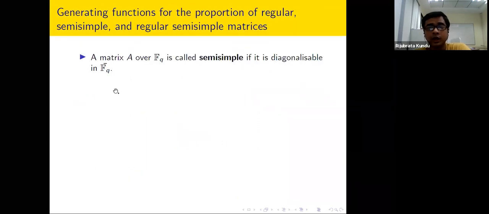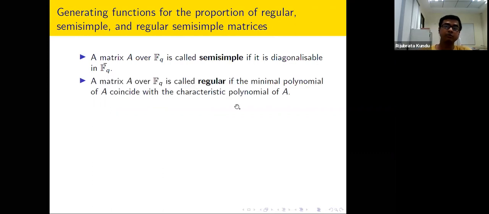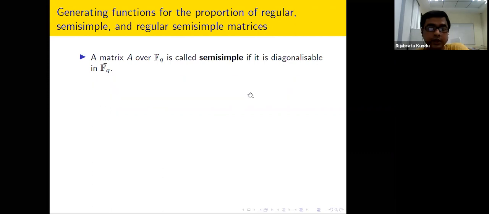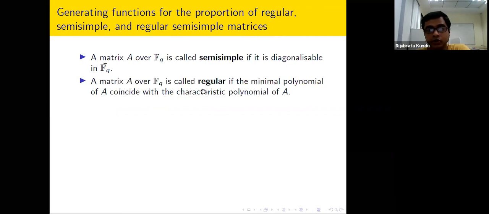As I said, Fulman and Wall obtained the generating functions for the regular, semisimple, and regular semisimple elements. So we'll see some examples here. A matrix A over F_q is called semisimple if it is diagonalizable over F_q bar. And a matrix A over F_q is called regular if the minimal polynomial of A coincides with the characteristic polynomial of A. And a regular semisimple element is one which is both regular and semisimple.